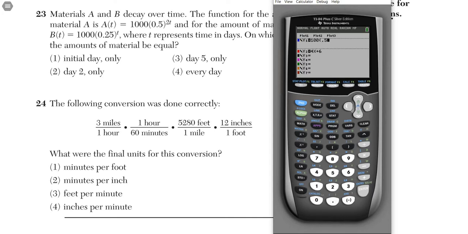times 0.5 to the power of 2t, using x instead of t, just a variable. Doesn't matter which letter we use. Oops, I left that 0 here. So instead of erasing it, I'm going to insert, much faster. Times.